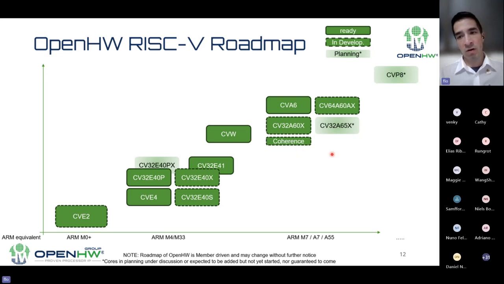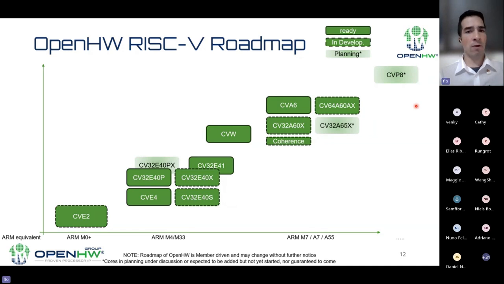There are a few cores which are under planning, and you can see that we are also targeting something more out of order. So as a member of the OpenHardware Group, you have a say in what we are planning next. You can help to make the decision, and you can also see what features are needed.